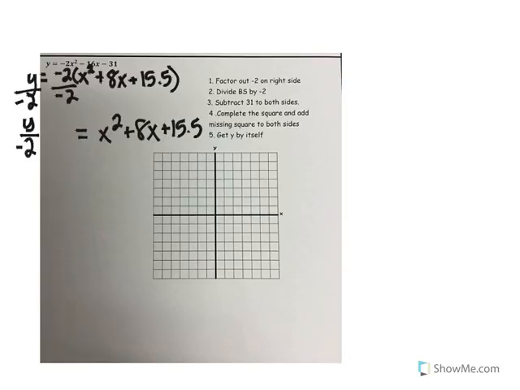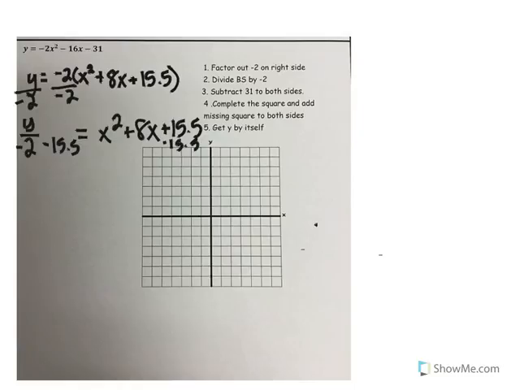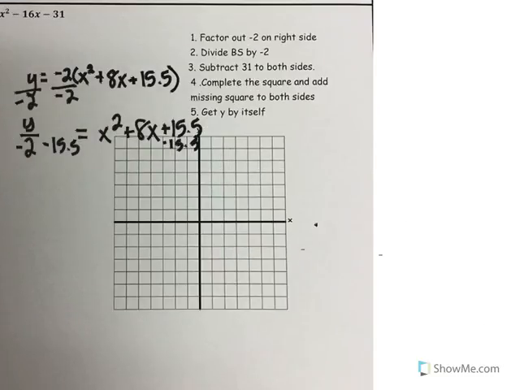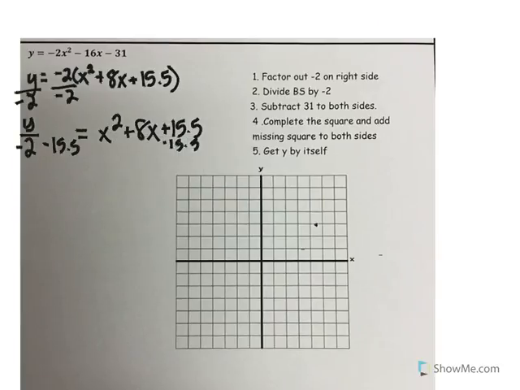Get that 15.5 over. Now we're actually completing the square. So get the 15.5 over. So I'm going to minus 15.5. Okay. Do not worry about all these decimal numbers because what's going to happen is it'll all work out in the end. Leave a little space. X squared plus 8x.